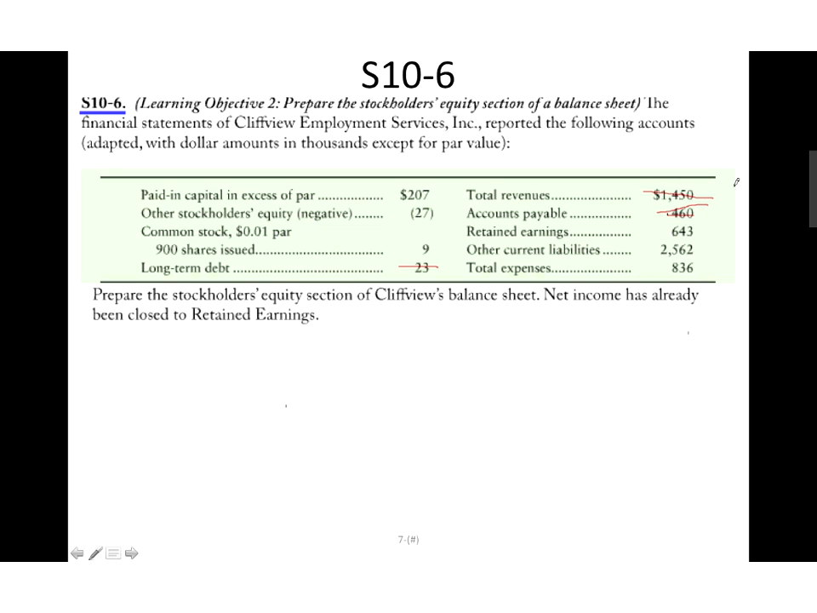Retained earnings would be. Other current liabilities is not, and total expenses are not. Okay, so that was the first thing. Just remove everything you don't need to deal with on this statement. Then we have all the other accounts that are given to us, so what we're doing is saying here's what the stockholders' equity section of the balance sheet is going to look like.